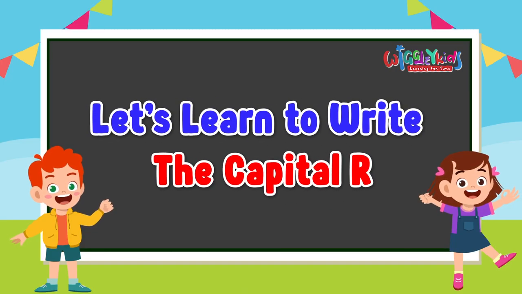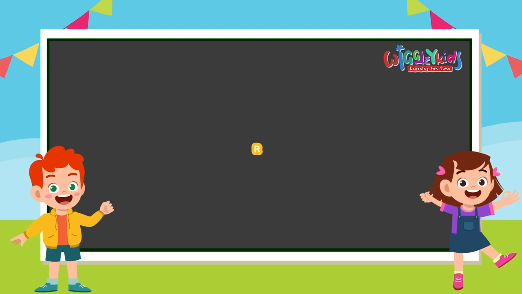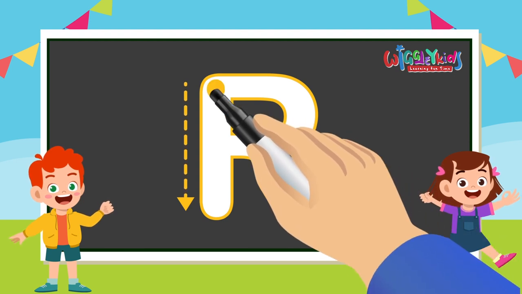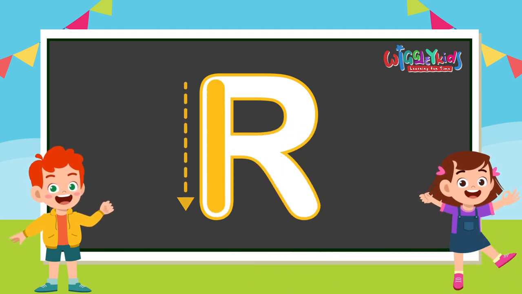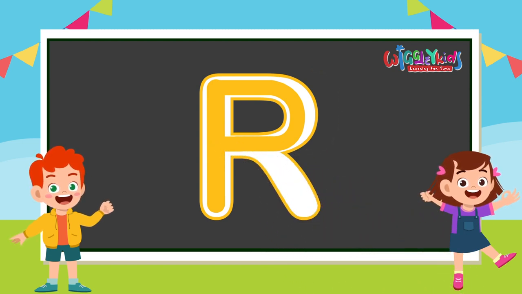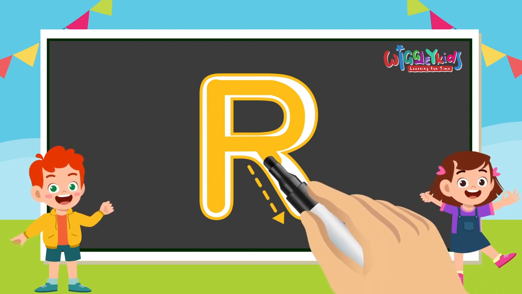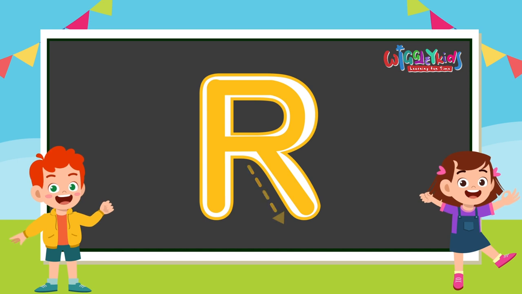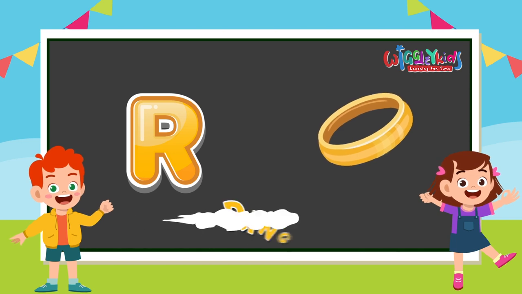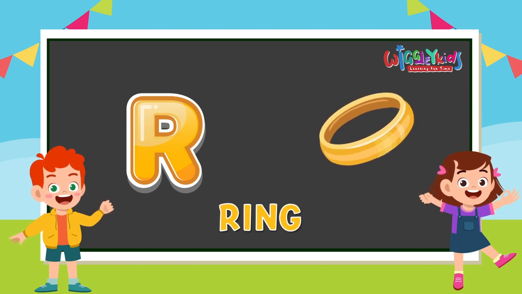Let's learn to write the capital R. First, we will draw a standing line. Then come back to the top and draw a half circle to the middle. At the end, draw a slanting line towards the downside. R is for ring.